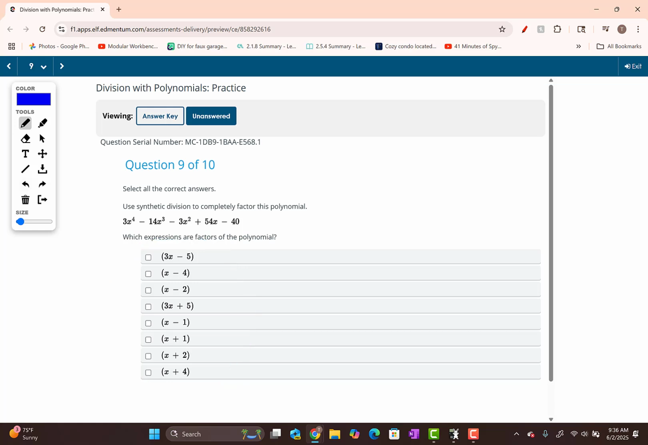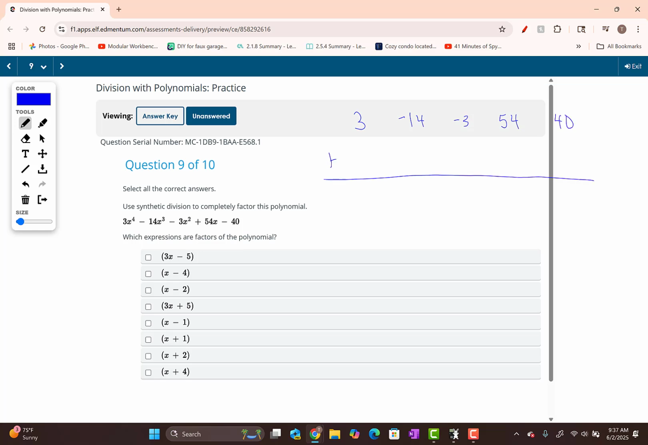But let's just practice using synthetic division a lot because while it's not a super difficult process, it is a little confusing at first. But the only arithmetic required is adding and multiplication. So for starters, we're going to take the coefficients from this polynomial, which are 3, -14, -3, 54, and -40, and we're going to line them across the top of our page. So 3, -14, -3, 54, and -40.